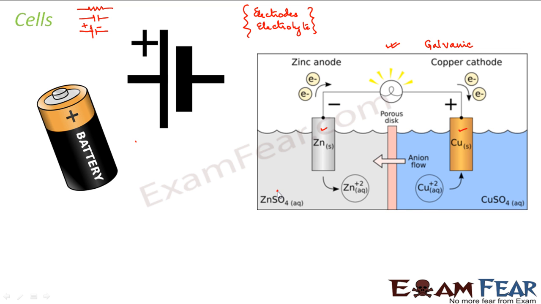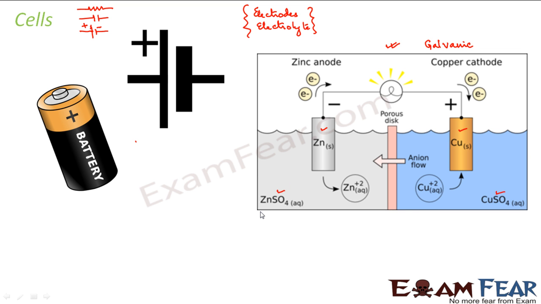The electrolyte is this ZnSO4 and this CuSO4. If you see, this ZnSO4 aqueous solution consists of free ions, that is Zn2+ and SO4 2-, right? Zinc ions and sulfate ions. So because of those ions, it is electrically conductive. So this is the electrolyte.